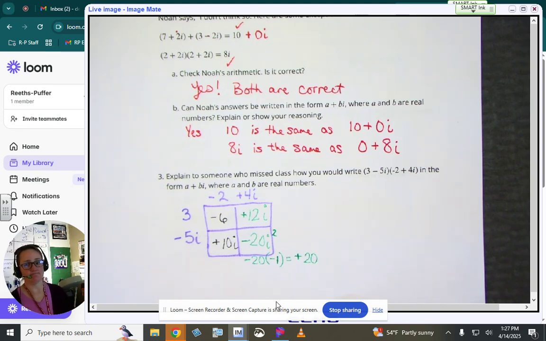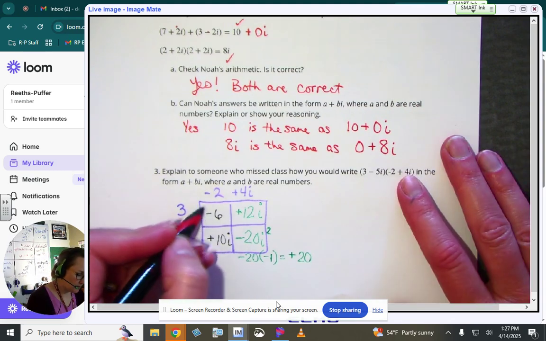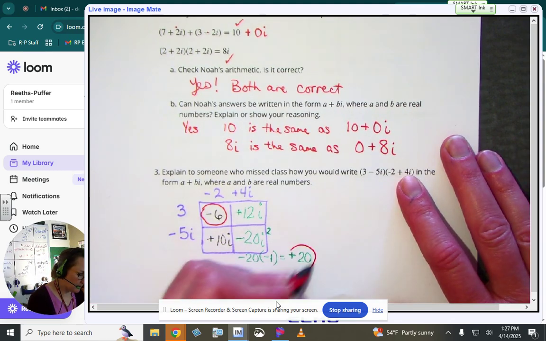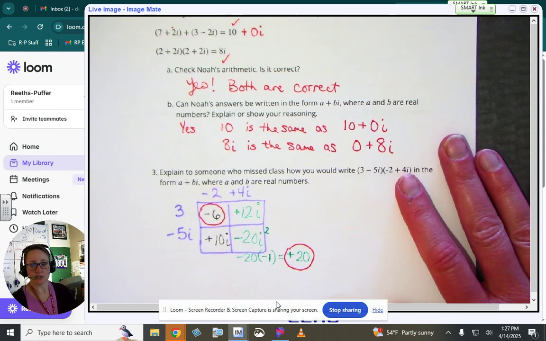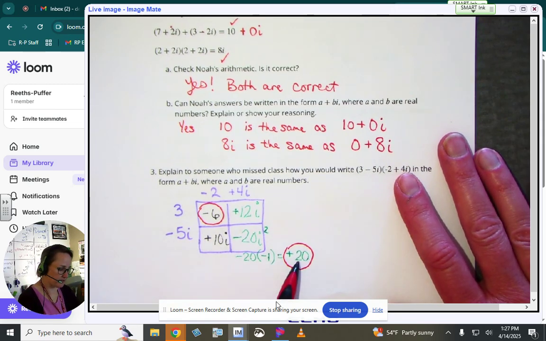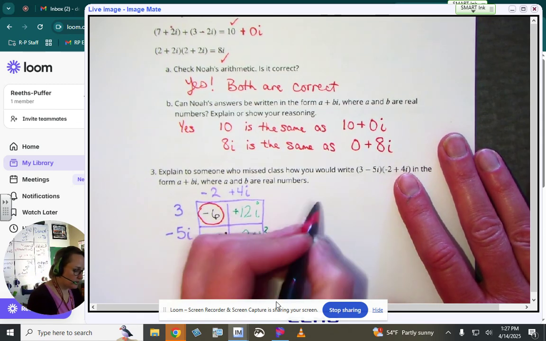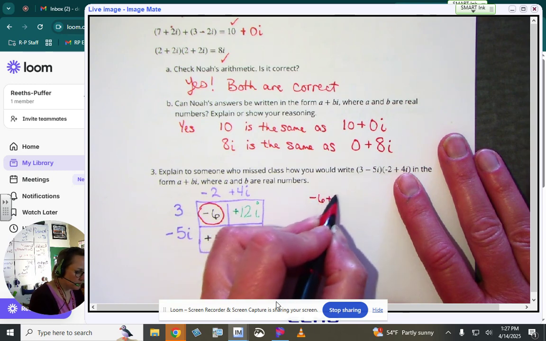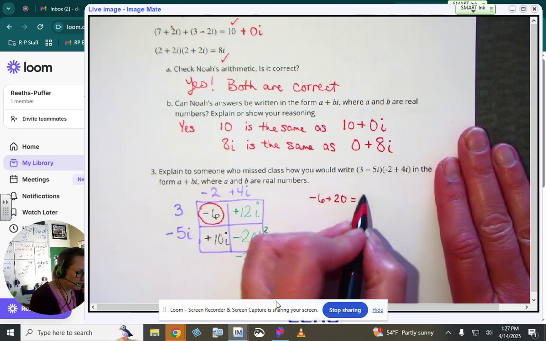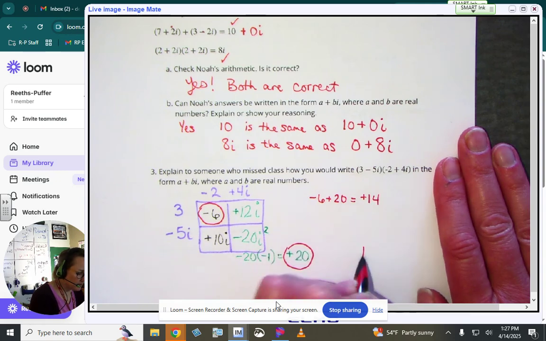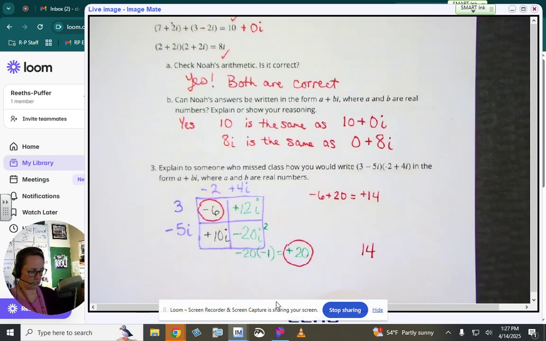Now I'm almost done. I have to write it in a plus bi form. So I'm going to think about my real parts first. I have a negative 6 and a positive 20. When I do negative 6 plus positive 20, I get a positive 14. So that's how I'm going to start. My real number is 14.